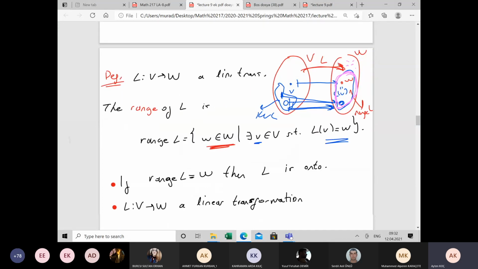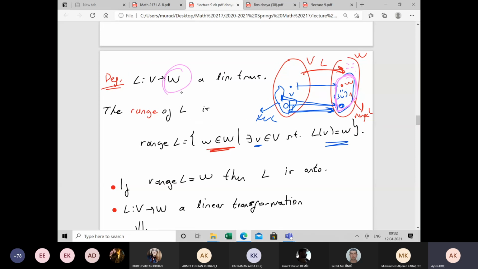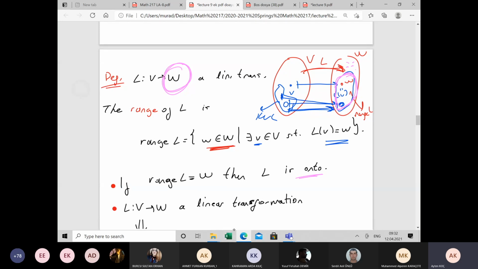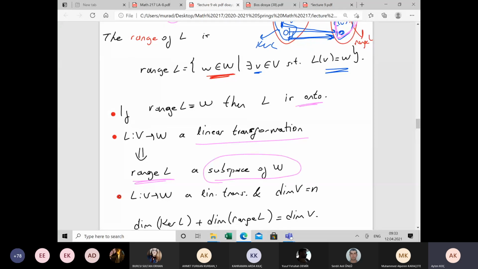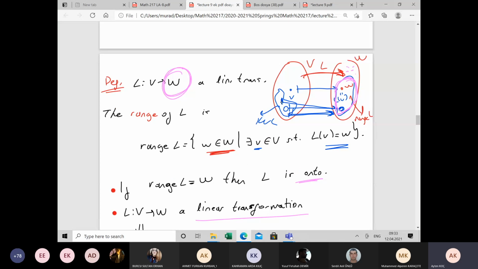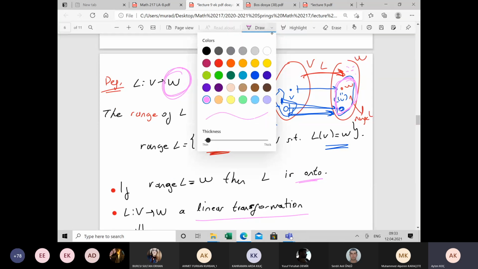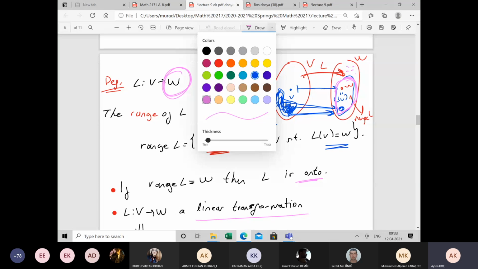Here the range of L is equal to W, and the space here is the range of L. So then L is 1 to 1. Another fact: if L is a linear transformation, then the range of L is not only a set, it is a subspace of W. This one is important. And also, we know that the kernel of L is a subspace of V, and the image, the range of L, is a subspace of W.